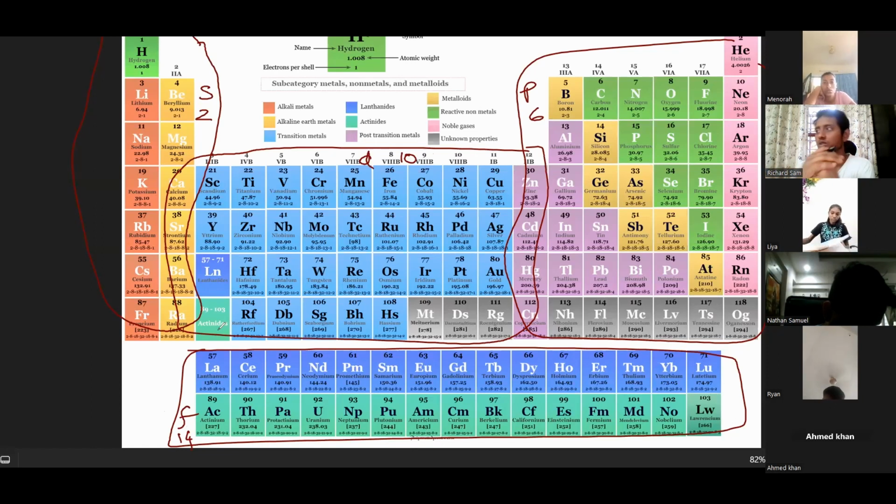Out of these 4 blocks, which blocks do we have till 10th standard? S and P. They are the simple elements, the normal elements. They have normal electronic configurations. The D has a very complicated electronic configuration, and F also the same. Okay.